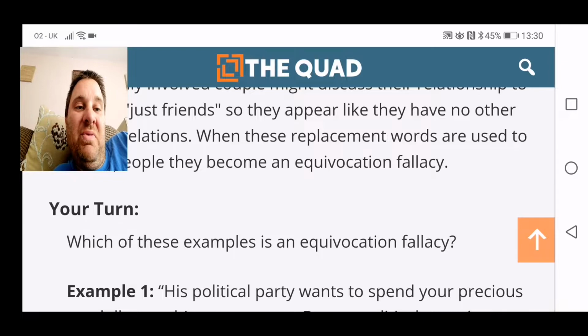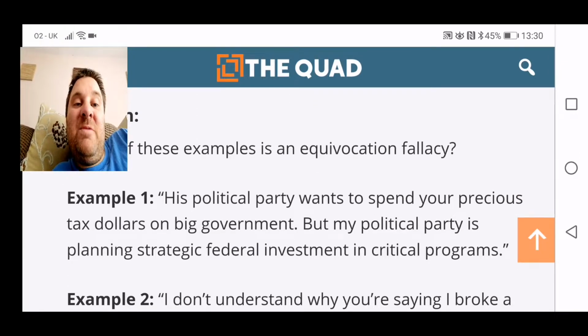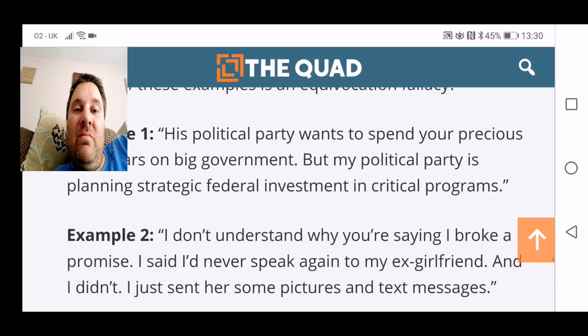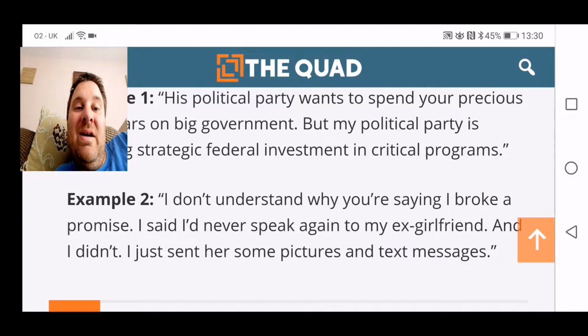Your turn. Which of these examples is an equivocation fallacy? Example 1. His political party wants to spend your precious tax dollars, or tax money, on big government. But my political party is planning strategic federal investment in critical programs. Example 2. I don't understand why you're saying I broke a promise. I said I'd never speak again to my ex-girlfriend, and I didn't. I just sent her some pictures and text messages.